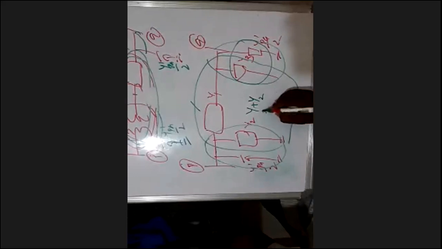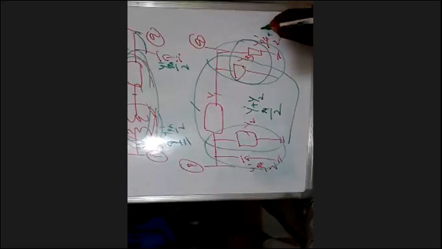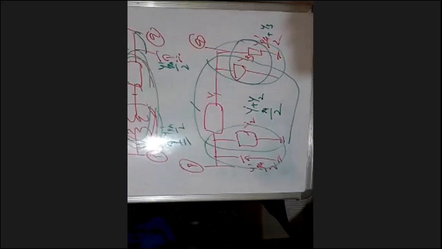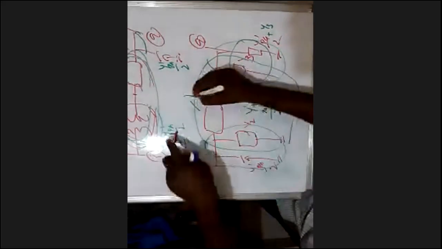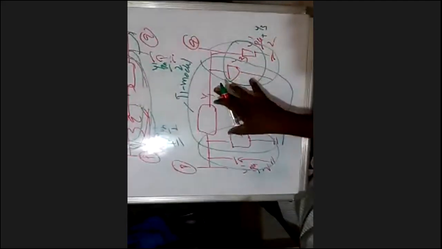This is y2 plus ypq dash by 2. This becomes ypq dash by 2 plus y3. So now it looks like a Pi model. Now if I add this, it is represented in the Pi model.